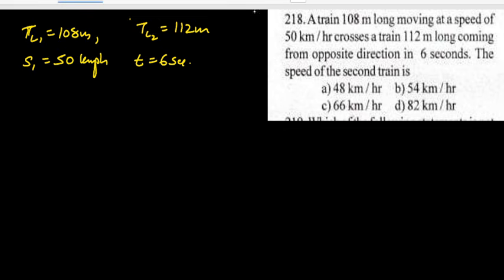So we want the speed of the second train. It's easy, right? We write that out here. The relative speed will be equal to the distance divided by the time. What would be the relative speed? Relative speed would be speed of train 1 minus speed of train 2.